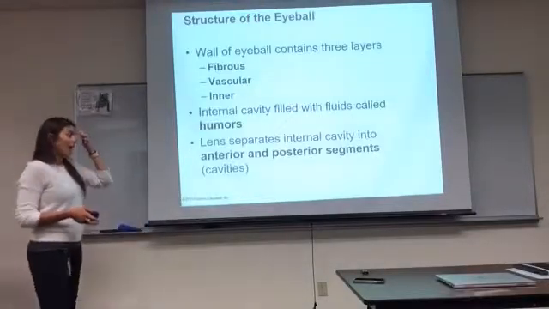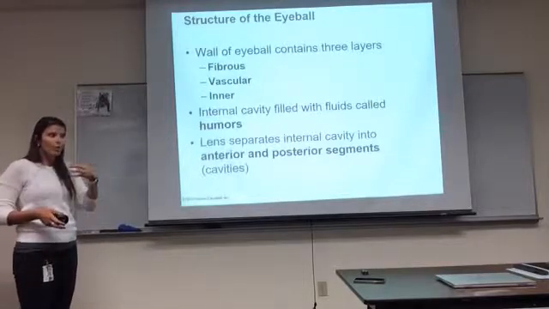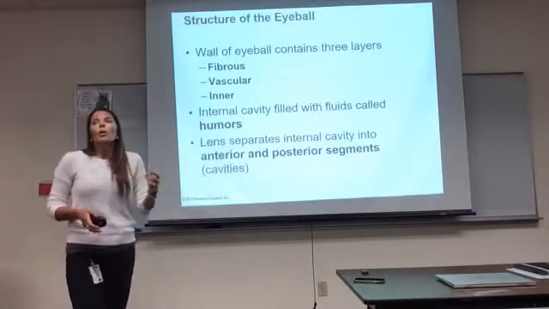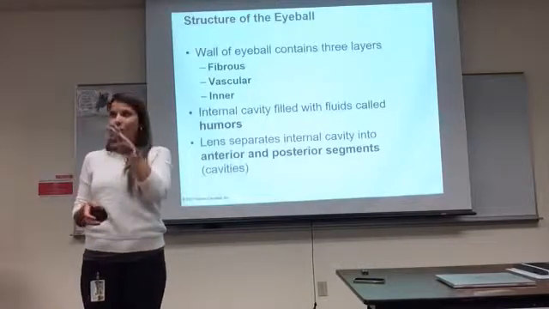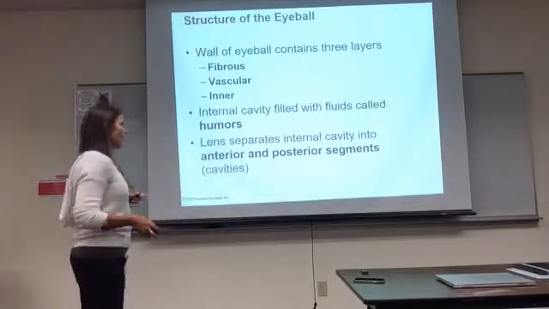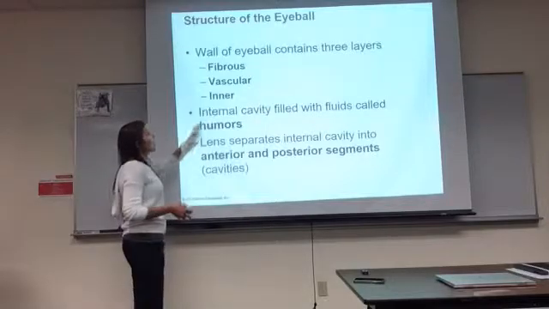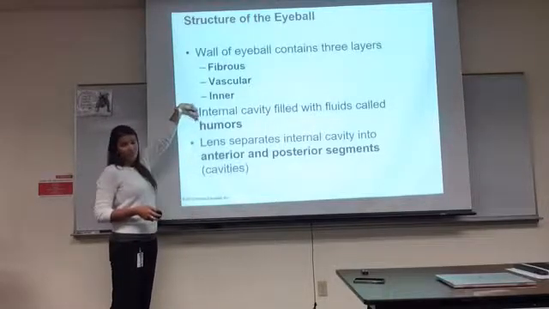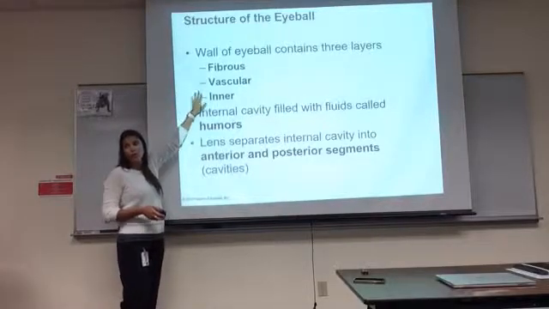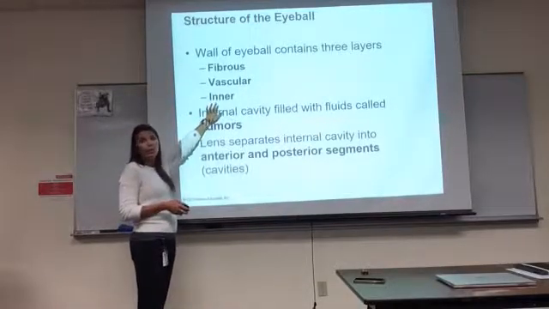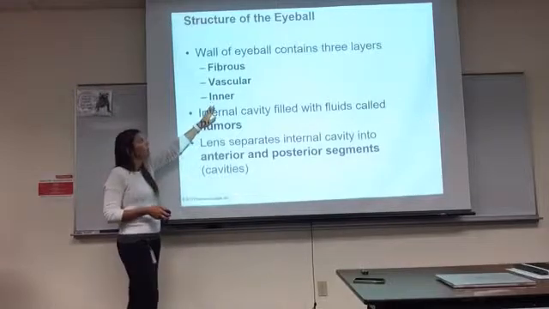Okay, structures of the eyeball. So now we're done with the external anatomy of the eye. We're going to look at the specific eyeball itself. We're going to talk about what it looks like and all of its divisions. So there's 3 layers of the eyeball. Fibrous, which is going to be on the outside, vascular, which is going to be in the middle, and the neural layer or inner layer, which is going to be on the inside.